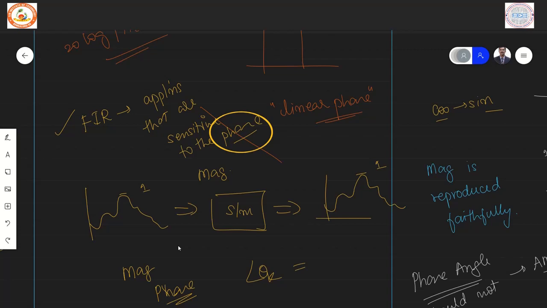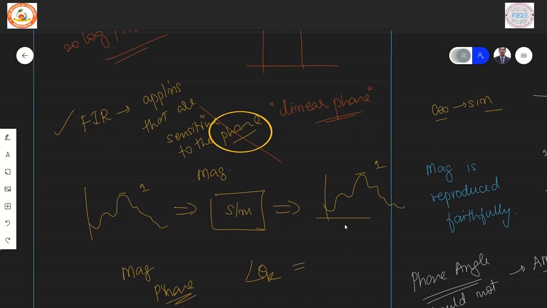FIR has the drawback of having higher order. That means that the number of stages for FIR will definitely be more. Hence, the computation time will be more, and the number of stages will add up to the cost, the time of computation and the complexity. So these are the challenges in the case of FIR. But the tremendous plus point is that it is inherently stable and it also has linear phase.